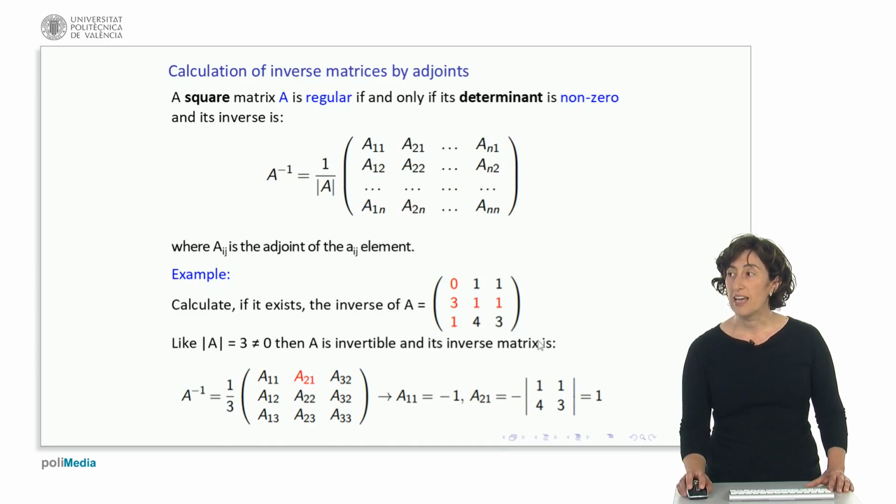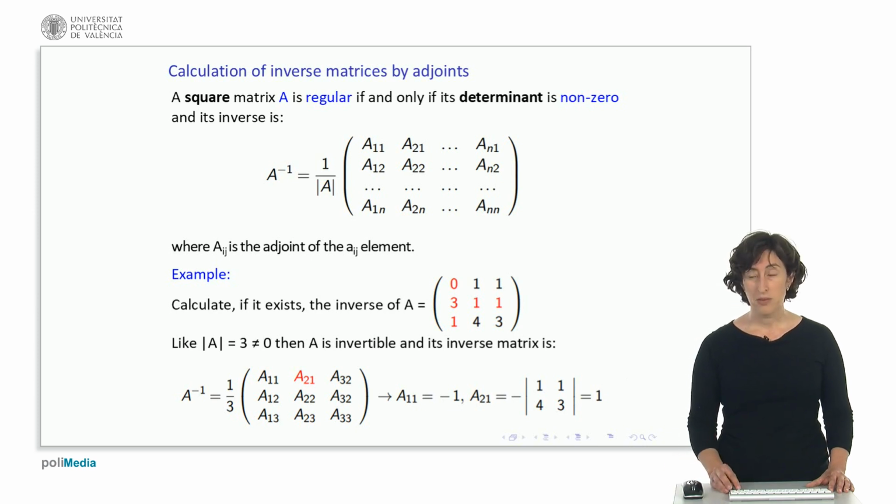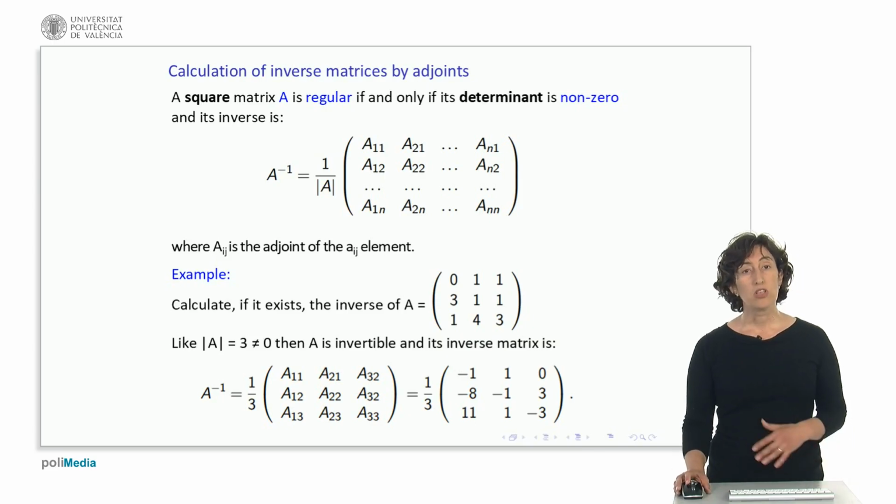We can check that. A times A inverse, which is the expression here, gives us exactly the identity matrix 3 by 3. And we have calculated its inverse like this. Well, we have seen what the adjoint of an element is and how to use the adjoints to calculate inverse matrices.